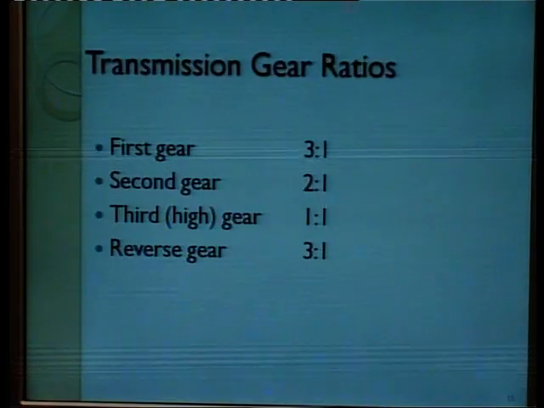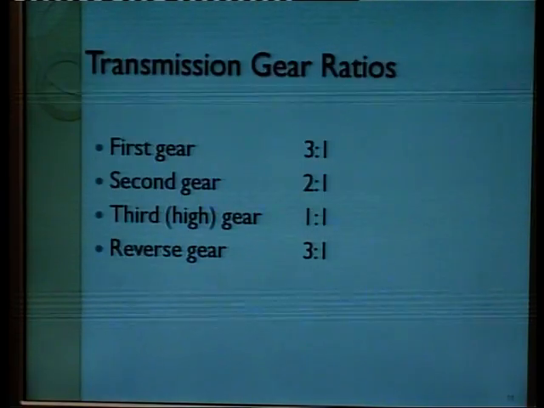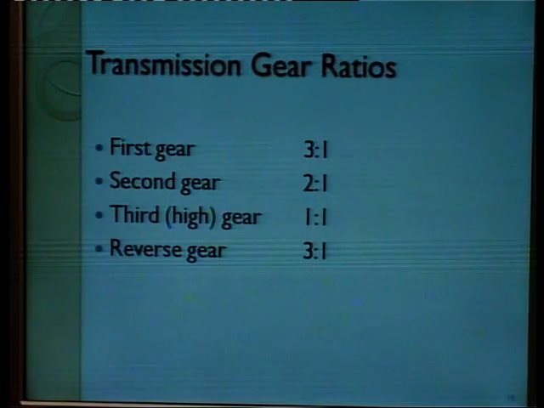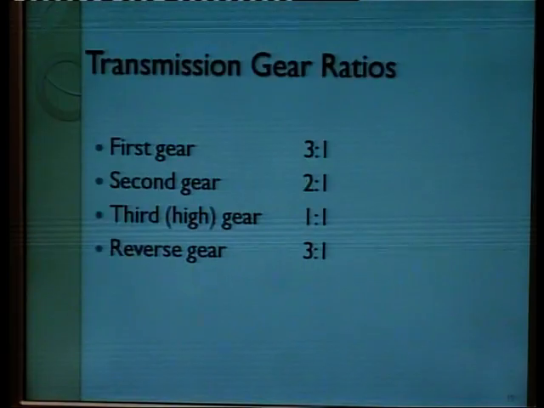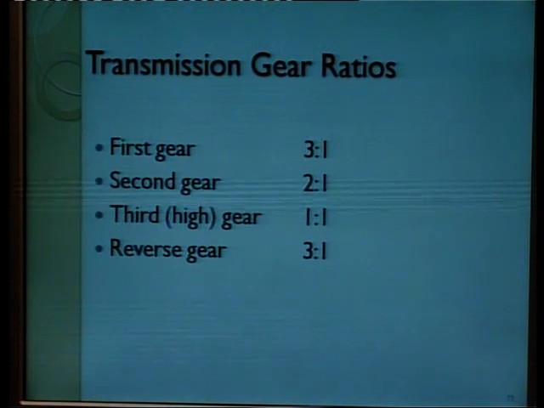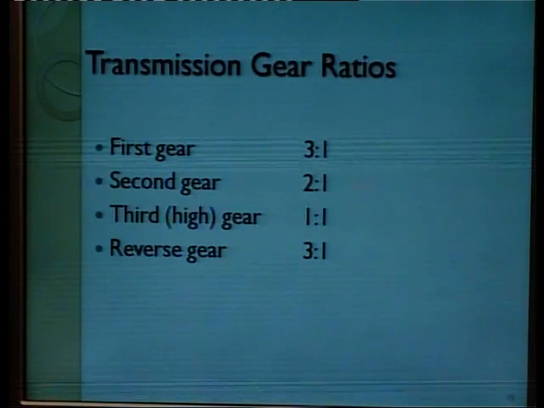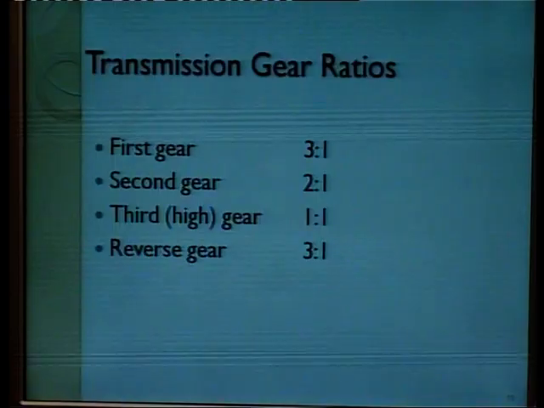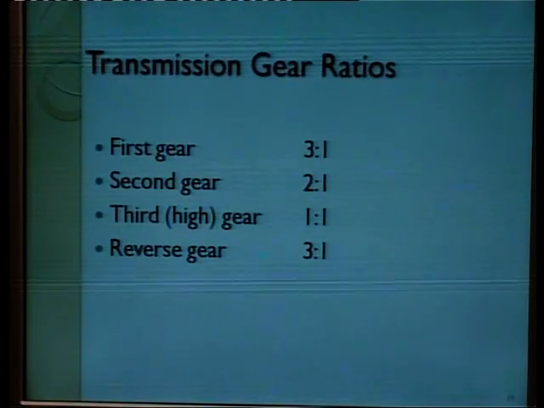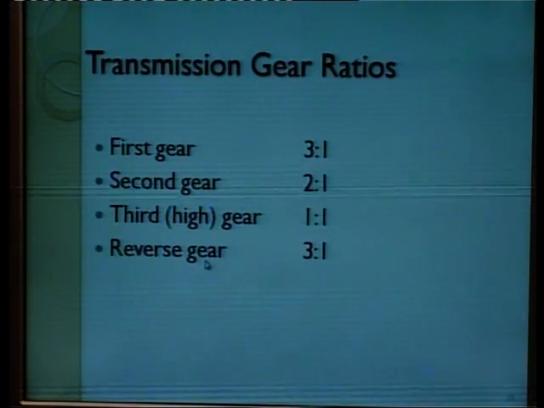Generally, gearboxes are designed in such a way that the first gear has a 3:1 ratio, second gear 2:1, third gear, which is also known as high gear, 1:1. 1:1 means that the output shaft has the same speed, RPM, as that of the engine. And last is the reverse gear, which takes the vehicle in the backward direction. The reverse gear has a gear ratio of 3:1, the same as that of first gear, but the direction is reverse only.